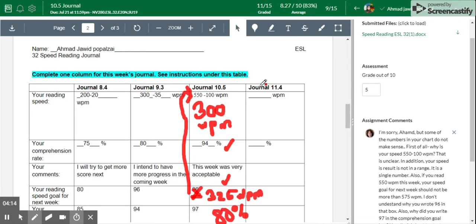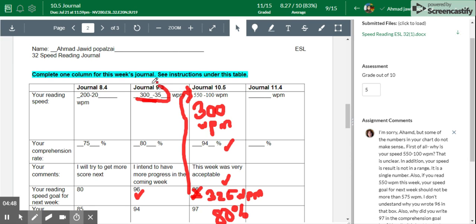Okay, and then so next week I'll try 325 and I'll record here 325, and then I'll write what my comprehension score was, and I'll set goals for the next time. Okay, does that help you? Now, it's possible that your numbers mean what I'm saying, but it doesn't make sense to me that if you read, for example, 300 words per minute, why would you only read 96 words per minute the next time? No, you would go for 325 words per minute.